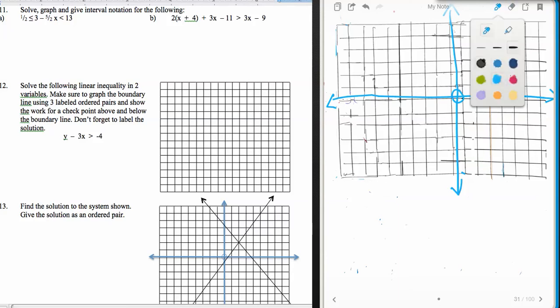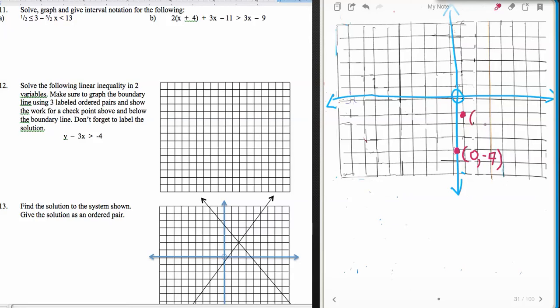And then we're going to go ahead and put in our boundary line. So we're going to put in a -4, 1, 2, 3, 4. That's our y-intercept right there. And then we're going to use our slope to find a couple more points. So slope is rise 1, 2, 3, run 1. And we'll label that x equals 1, y equals -1.